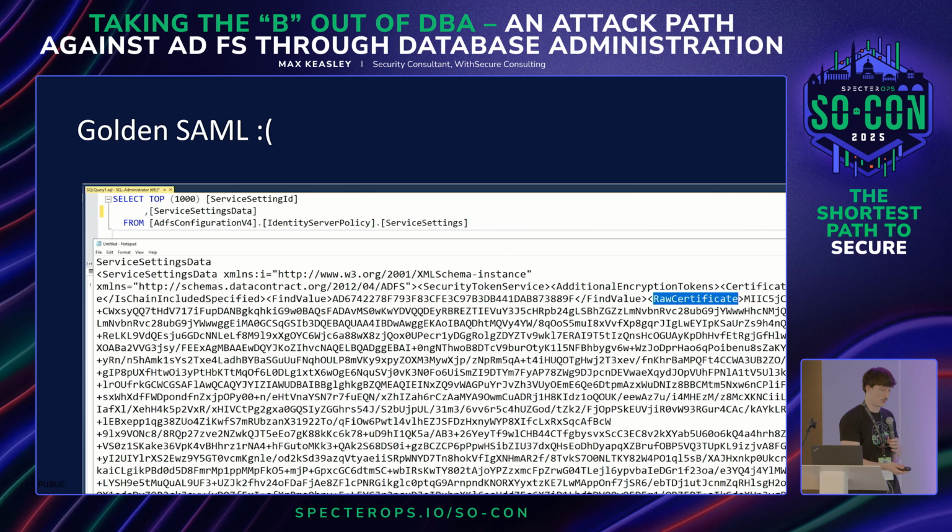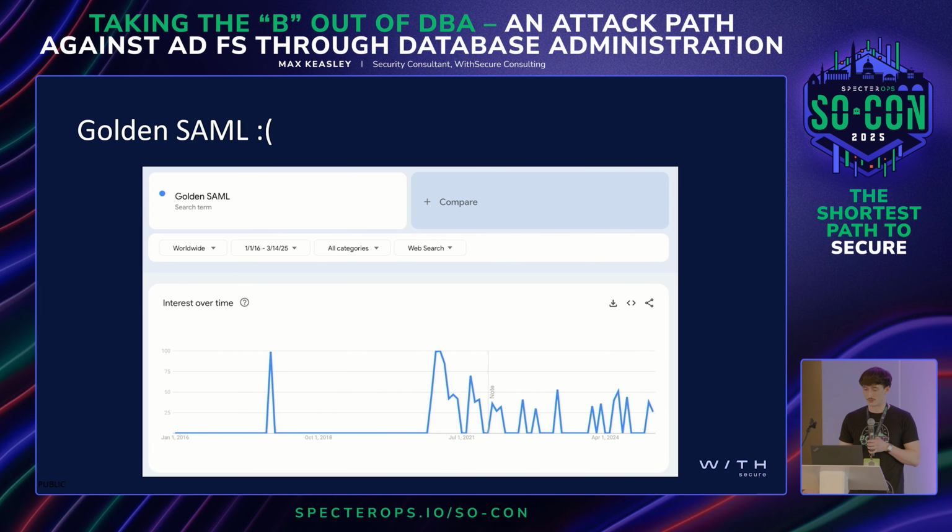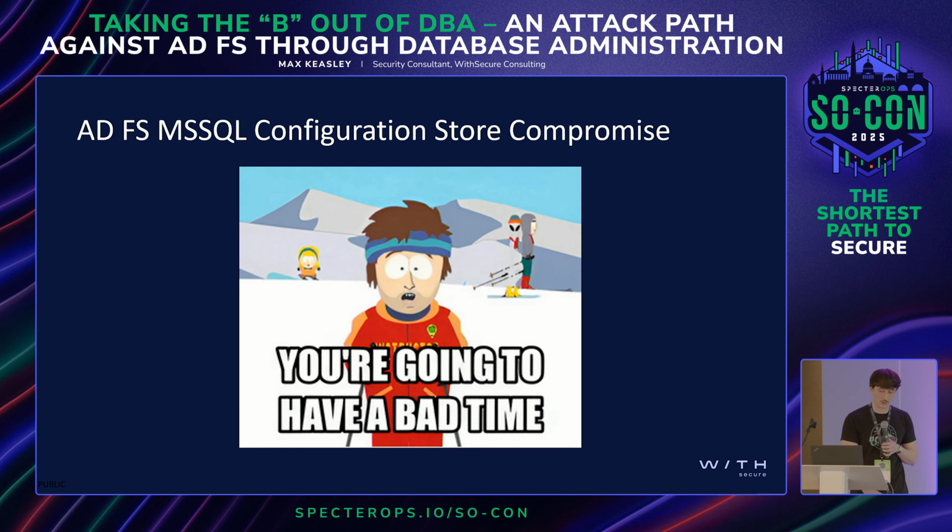All of these posts and presentations had one thing in common. It all led to golden SAML attacks, so getting access to this token signing cert and forging tokens. I'm sure there was something more to do than that. So essentially with golden SAML, you get access to the token signing cert, decrypt it, and then you can forge information. However, golden SAML attacks are old news, and I'm going to show you why gaining access to an MSSQL configuration store in a post-compromise scenario is a bad thing.